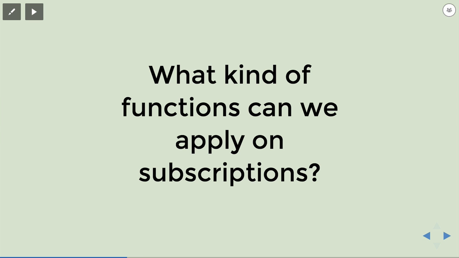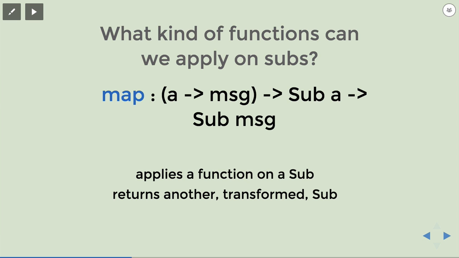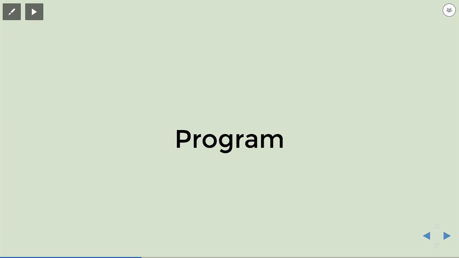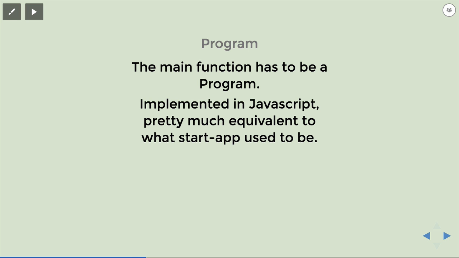We have a few functions that we can apply on subscriptions. One is map. You apply it on a subscription, and it returns another transformed subscription. And then batch. If you want to subscribe to multiple subscriptions, you put them in a batch. Then program. Program is a new thing. While subscriptions are pretty much a variation on signals, a very simplified signal, program is more of a new basic concept.